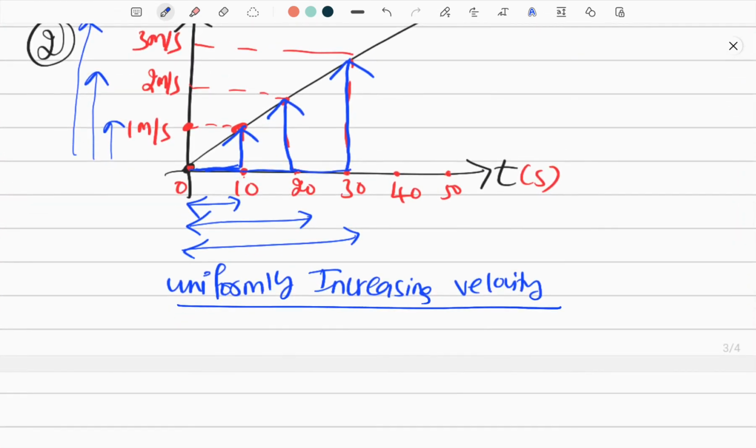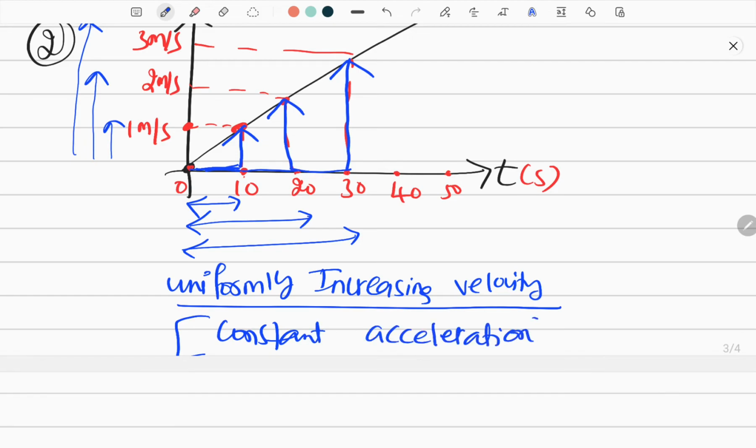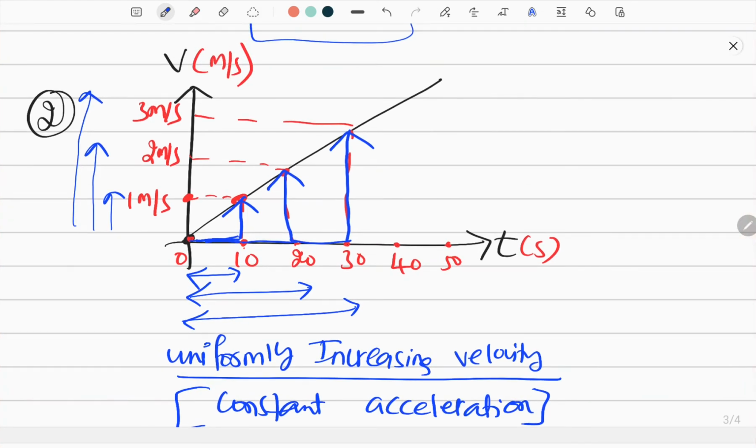All right, if velocity is increasing uniformly, what is the acceleration? Acceleration will be constant. Okay, don't say zero acceleration, constant acceleration will be there. Why constant acceleration? Look at this, velocity is increasing, no? And how is it increasing? Uniformly it is increasing, which means acceleration will be constant.